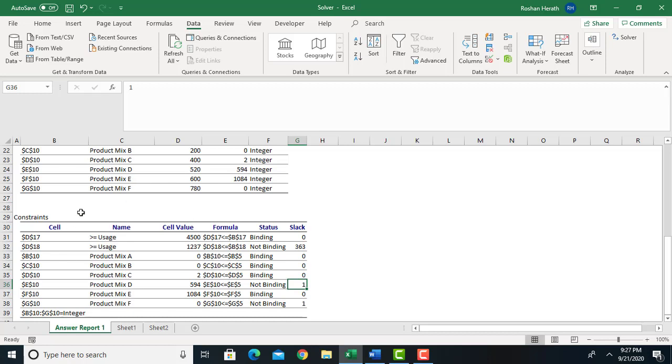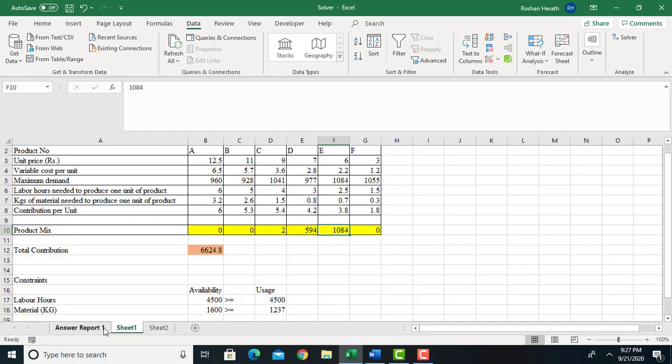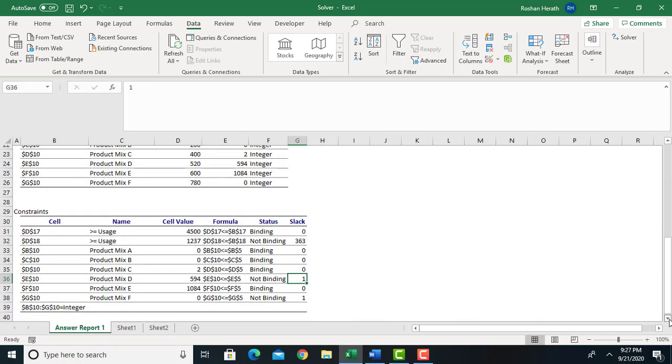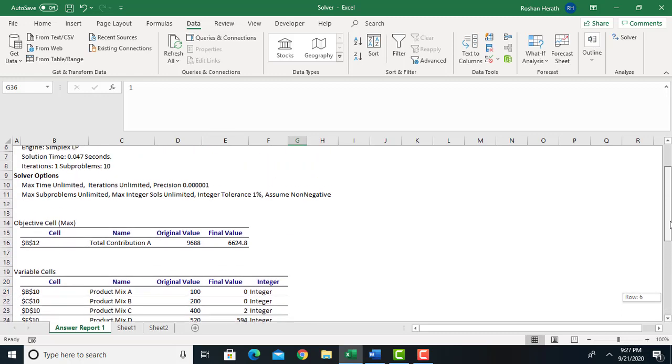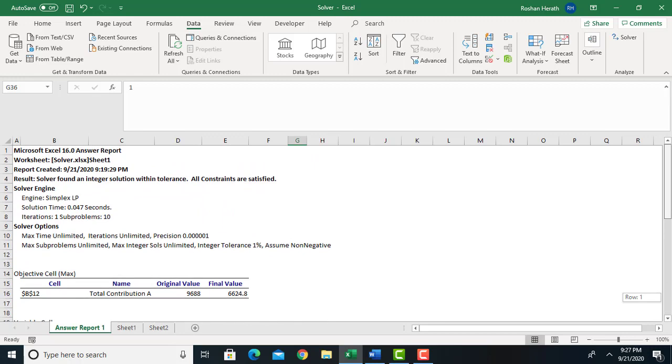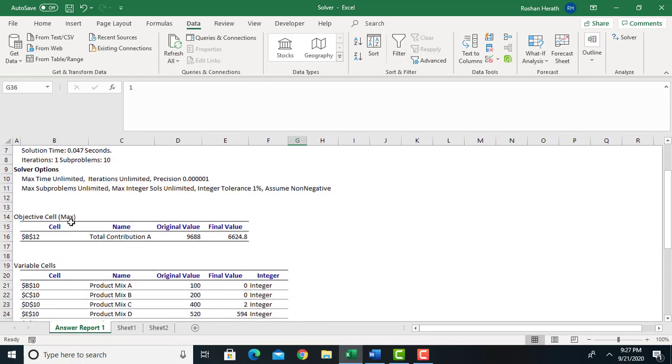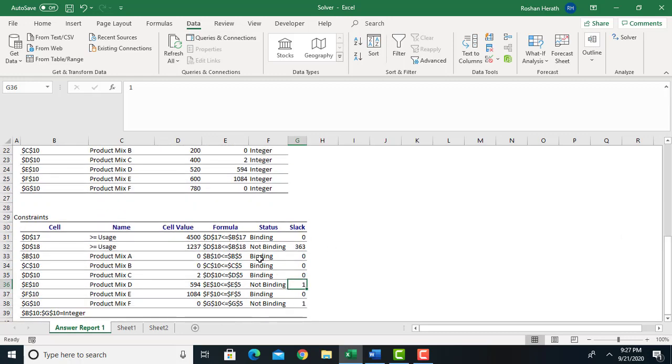So out of these constraints, what must be the most important consideration? That would be the labor and material, which are the things that we had explicitly identified. And the maximum demand is also an important constraint. So likewise, you must be able to make some sense out of this report. I just tried to make some sense out of this one: how to read the objective, variable cells, and binding and non-binding constraints.